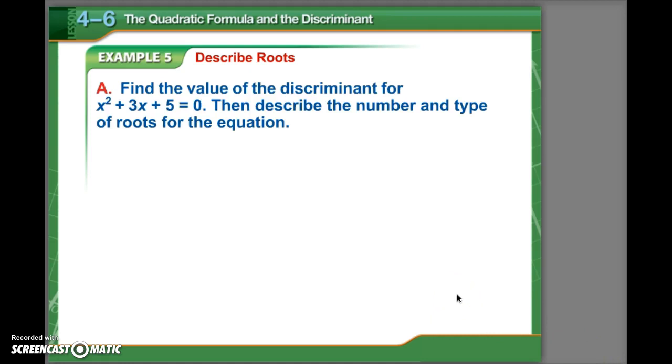So in example 5, it's part A. It says we need to find the value of the discriminant for x squared plus 3x plus 5 equals 0, and then describe the number and the type of roots for the equation. So the first thing we're going to do is find b squared minus 4ac.